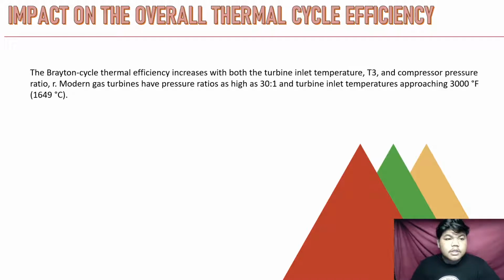For the next question, the impact on the overall thermal cycle efficiency. The Brayton cycle thermal efficiency increases with both the turbine inlet temperature T3 and the compressor pressure ratio r. Modern gas turbines have pressure ratios as high as 30 to 1 and turbine inlet temperatures approaching 3000 Fahrenheit, which is equal to 1649 degrees Celsius.